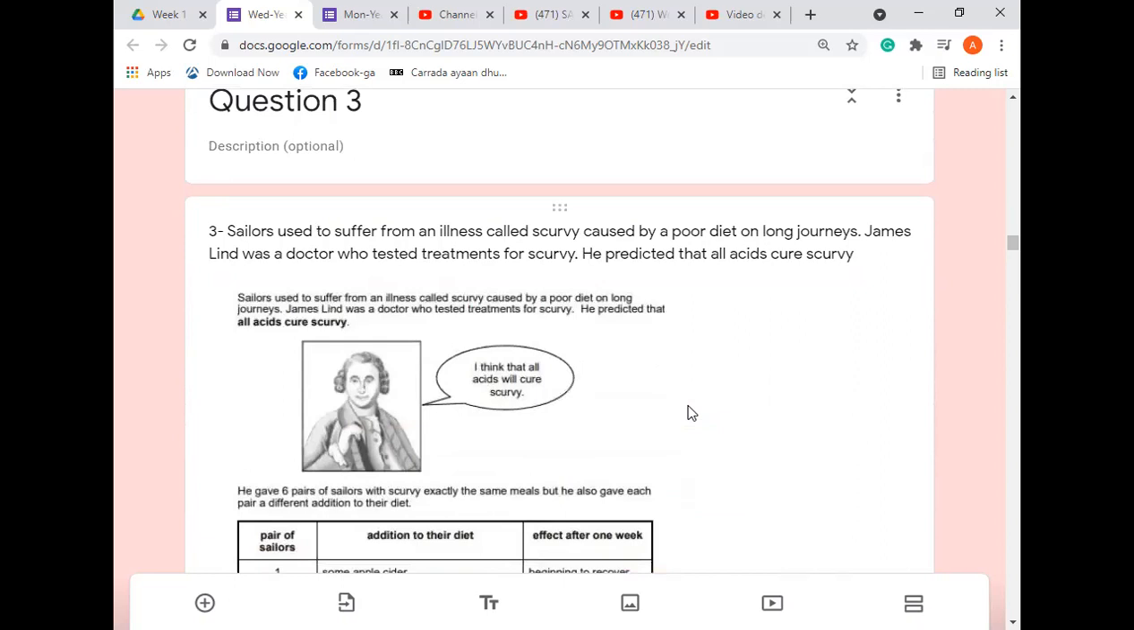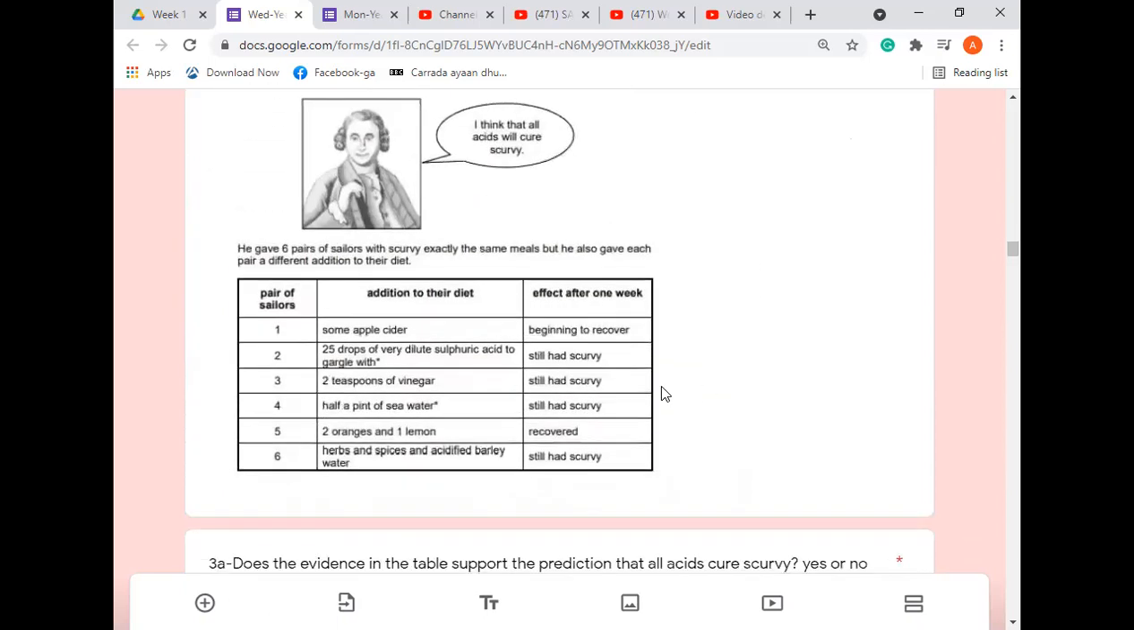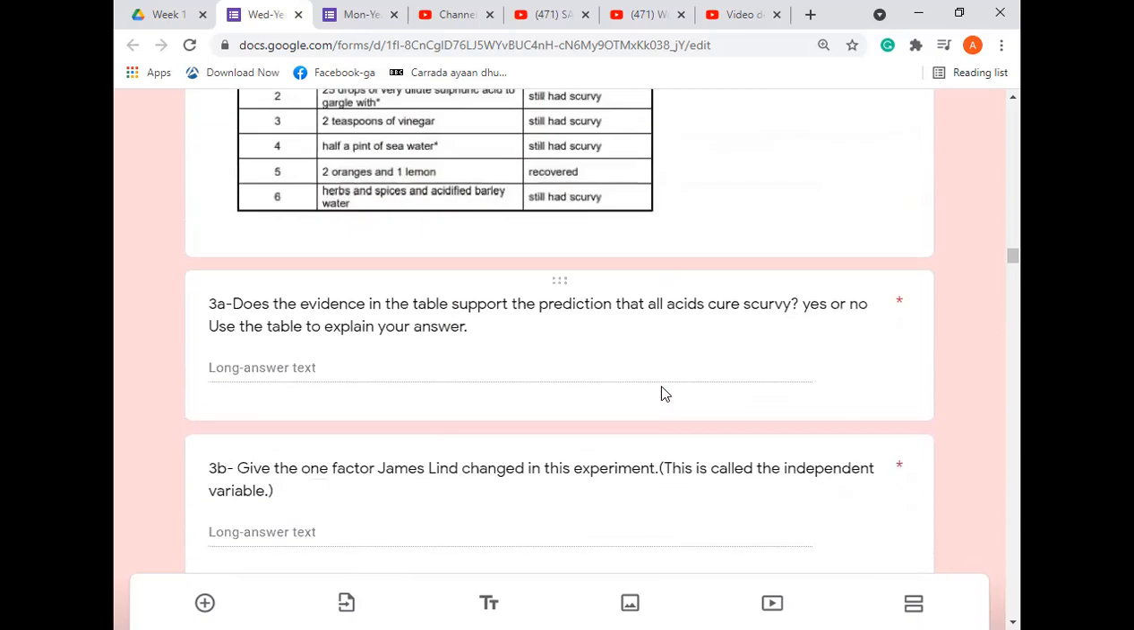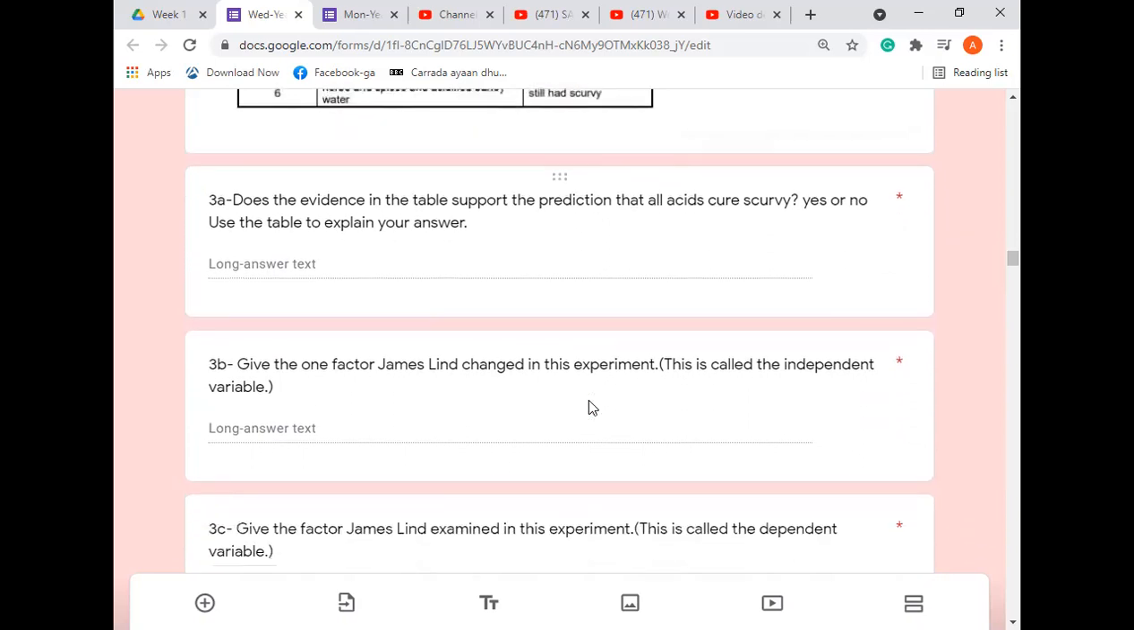So question number 3, you have sailors used to suffer from an illness called scurvy, caused by a poor diet on a long journey. James Lind was a doctor who tested treatments for scurvy. He predicted that all acids cure scurvy. So this is his prediction in the table. After this, the question: does the evidence in the table support the prediction that all acids cure scurvy? Yes or no? Use the table to explain your answer.